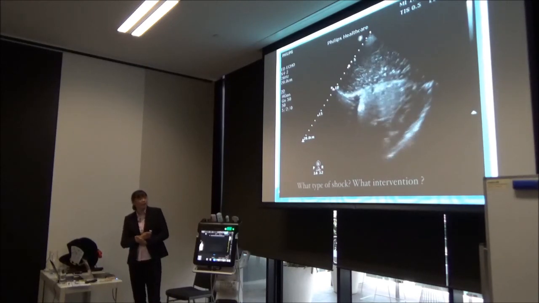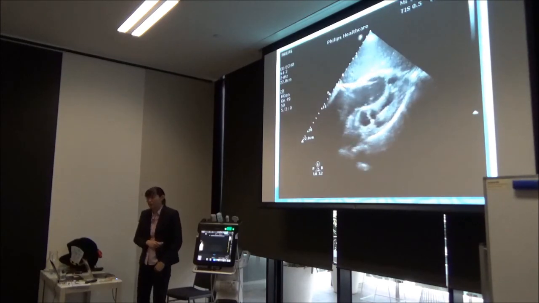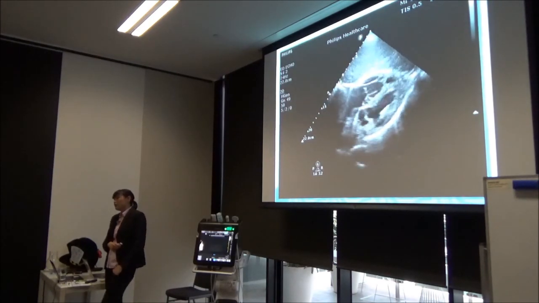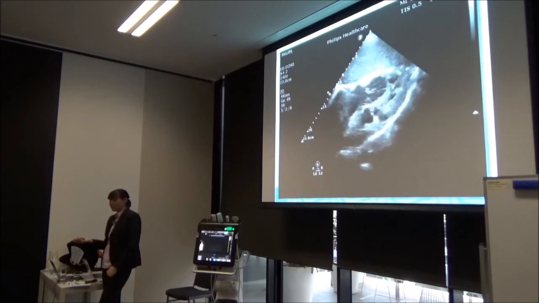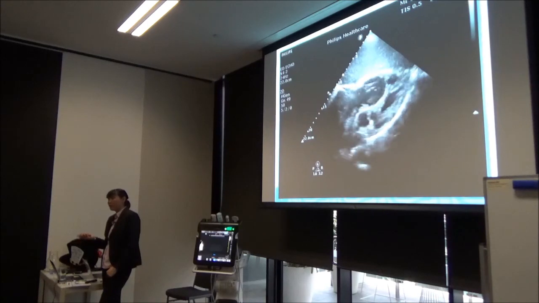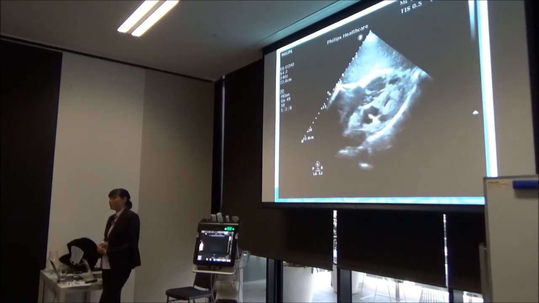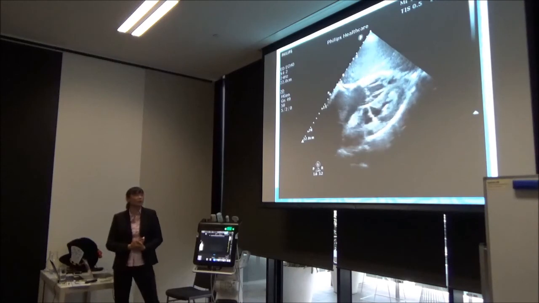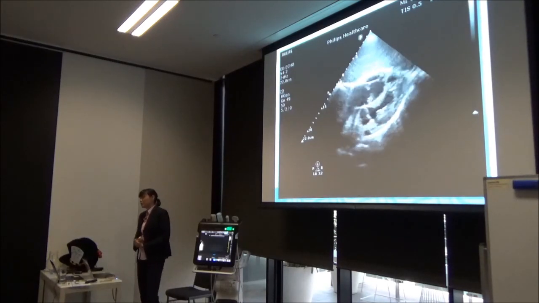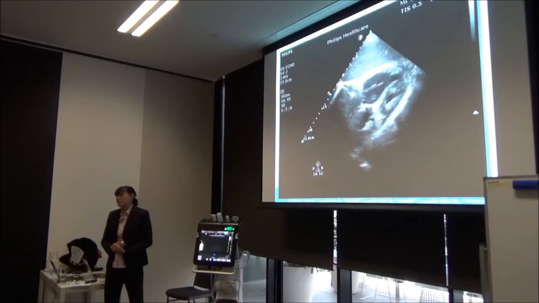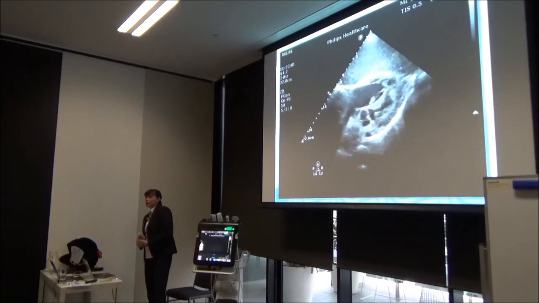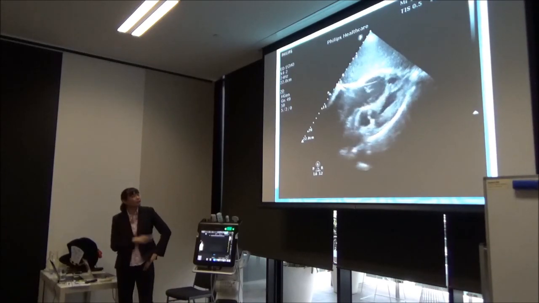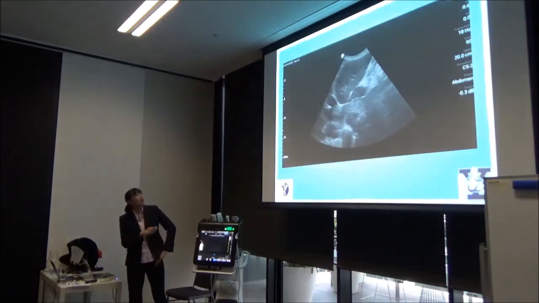Continue ACLS, this is our continued monitoring. Three boluses of TPA is what we did, because why not? I know that's not an FDA-approved use of TPA, but you know, this person's dead otherwise. So this is what happens after TPA and support, and we get ROSC. All this is being done in real time.